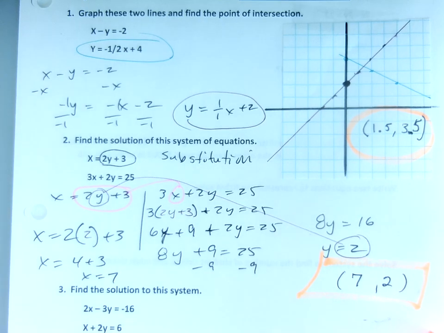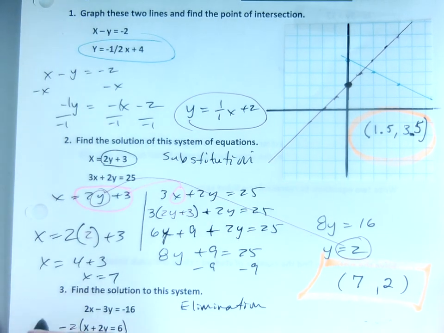Number 3, I'm going to do the elimination method because they're all lined up. So I'm going to do elimination. So let's eliminate the x's. Multiply this entire equation by negative 2 all the way through. Okay, so equation 1, let's rewrite.